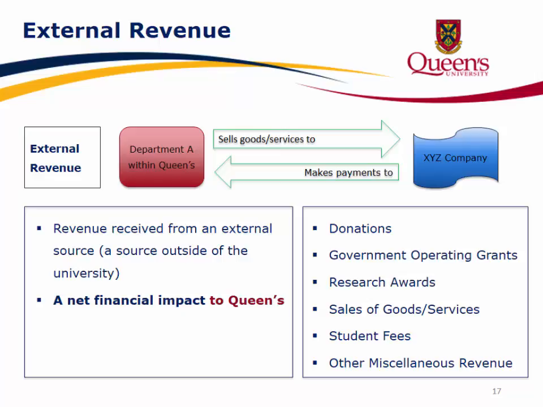Student fees, which are processed by the university's student financial system, except in the case of non-credit student fees, which are processed by applicable departments. External revenue may also include miscellaneous revenue, such as fees or rentals, processed by the department generating the revenue.